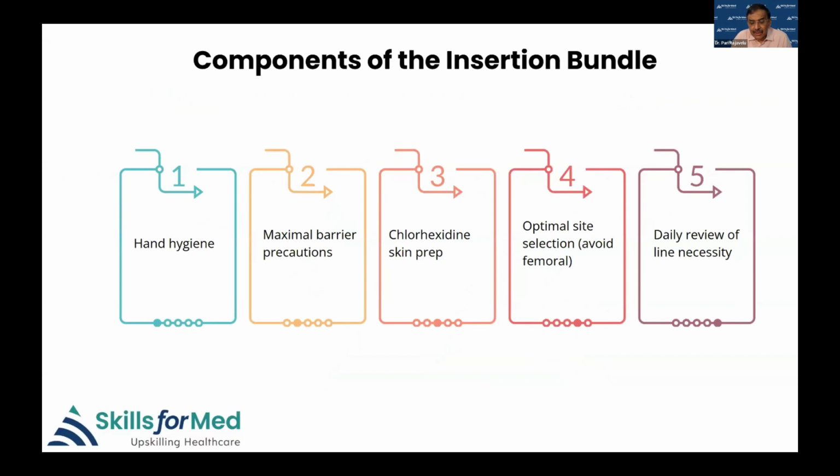The components he used in the Pronovost bundle are only the insertion bundle. He didn't even bother about the maintenance bundles and those things. There were five things he focused on. One is hand hygiene, as we all know. The second is maximal barrier precautions, which I'll explain. The third is chlorhexidine skin prep for the skin site. Fourth is selecting the optimal site and avoiding femoral. And fifth is reviewing the necessity for the central line every day.